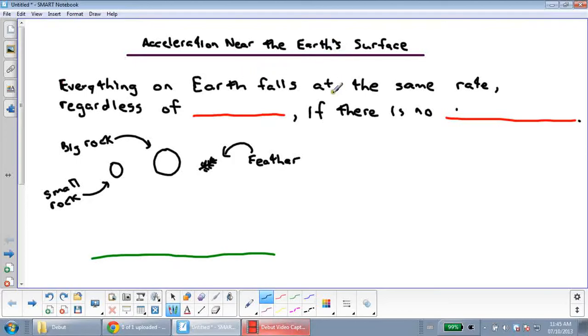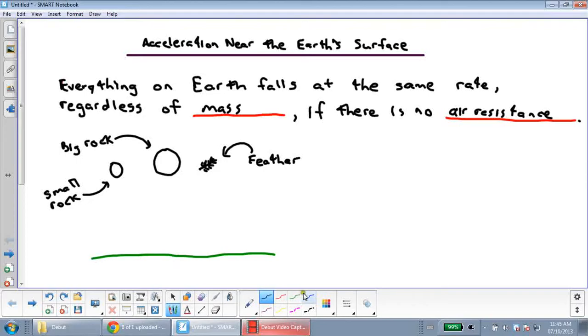Everything on Earth falls at the same rate, regardless of mass. When I look at these three things, I've got a big rock, a small rock, and a feather. It doesn't matter about their mass, as long as nothing affects the feather in a way that it wouldn't affect the small rock or the big rock, and that would be air resistance. As long as I don't have air resistance, everything falls at the same rate.